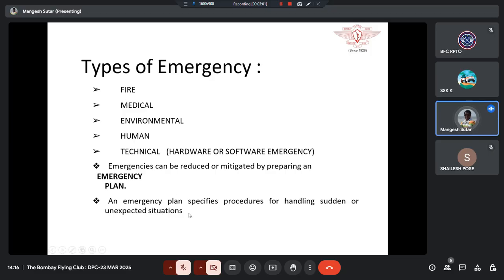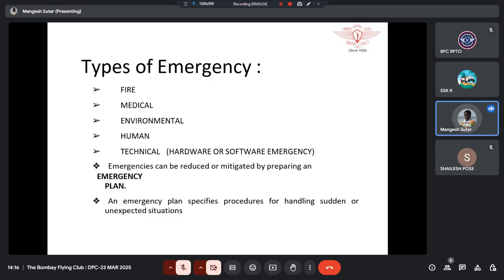Okay, so an emergency plan specifies the procedure for handling sudden or unexpected events. All of a sudden there is a fire in the resort. What will you do if you do not have a fire extinguisher or any provision to contain that fire? It will cause more damage, right? So if you have an emergency plan in that scenario, only then will you be able to contain it or control it.